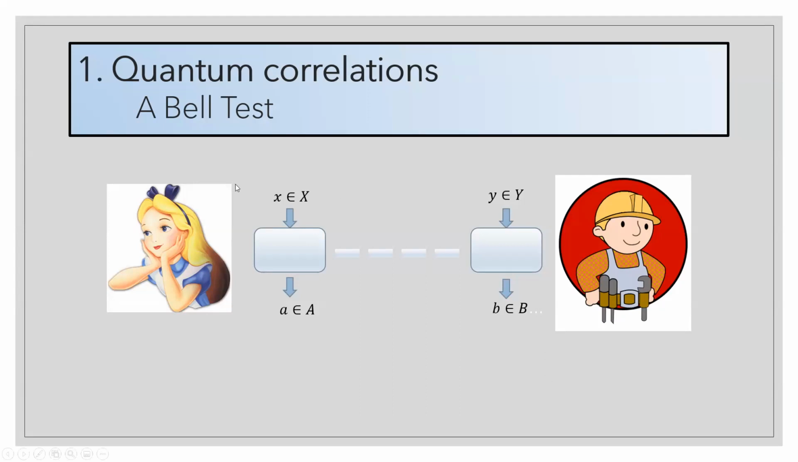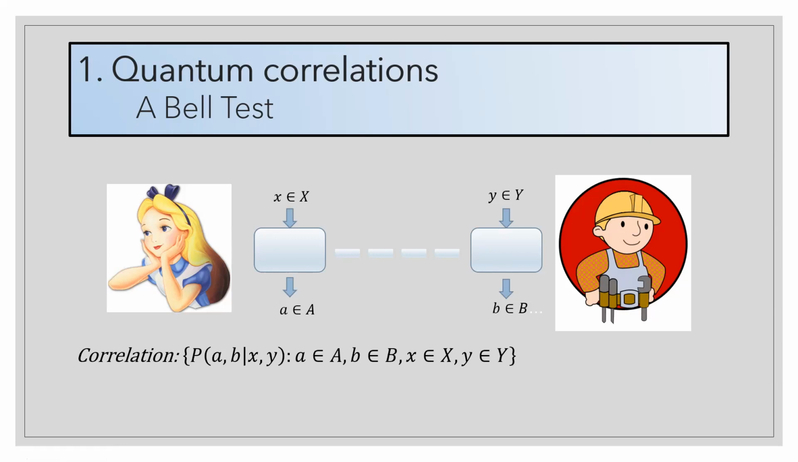Alice's question is denoted by X and her answer is denoted by A. Bob's question is denoted by Y and his answer is denoted by B. Note that if we add some distribution of the questions and some rules to determine if the answers are correct or not, then a Bell test becomes a non-local game. We're interested in the behavior of Alice and Bob, which is described by a collection of conditional probabilities of their answers given the questions, which is also known as a correlation.